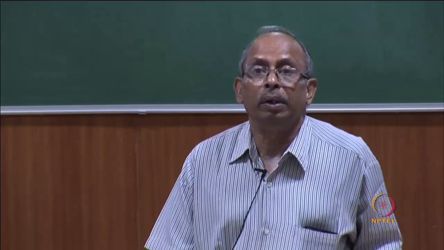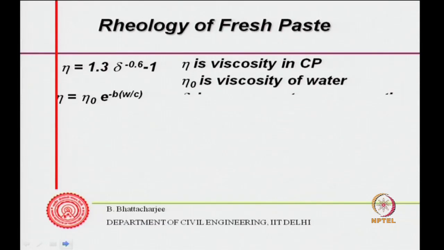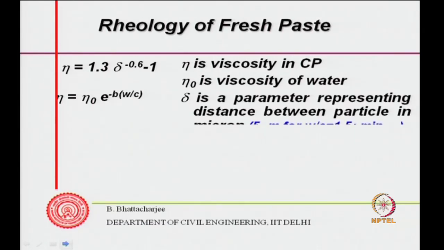Now, viscosity can be related to dispersion distance between particles, and also to water cement ratio. Let us see how they are related. Viscosity of cement paste: nu 0 is viscosity of water, delta is a parameter representing distance between particles in micron, 5 micron for water cement ratio of 1.5, and that corresponds to minimum nu.